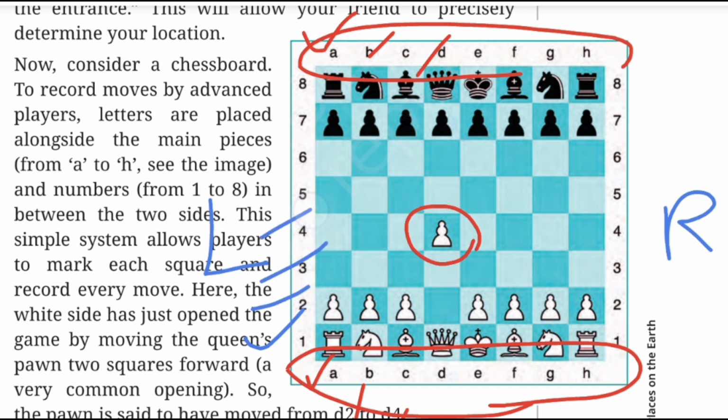1, 2, 3, 4, 5, 6, 7, 8. Similarly, 1, 2, 3, 4, 5, 6, 7, 8. This is just the numbering of your chess columns. How do we find out a particular position? For example, we want to mark this particular block.